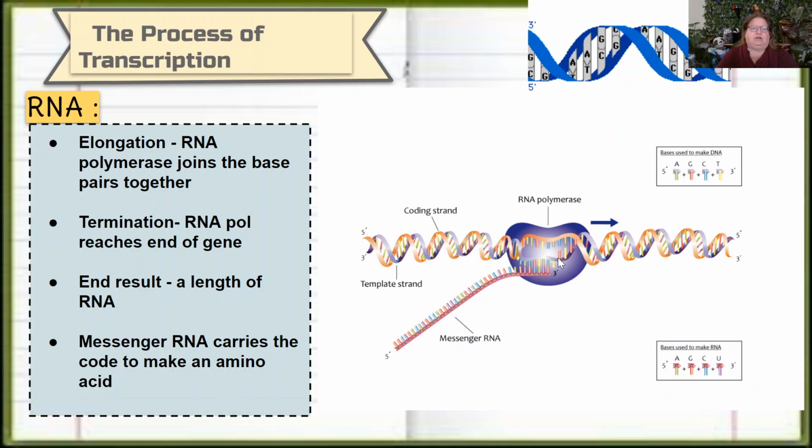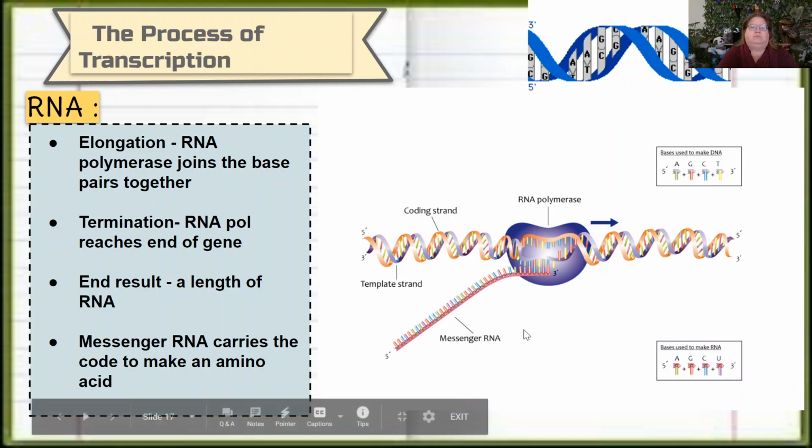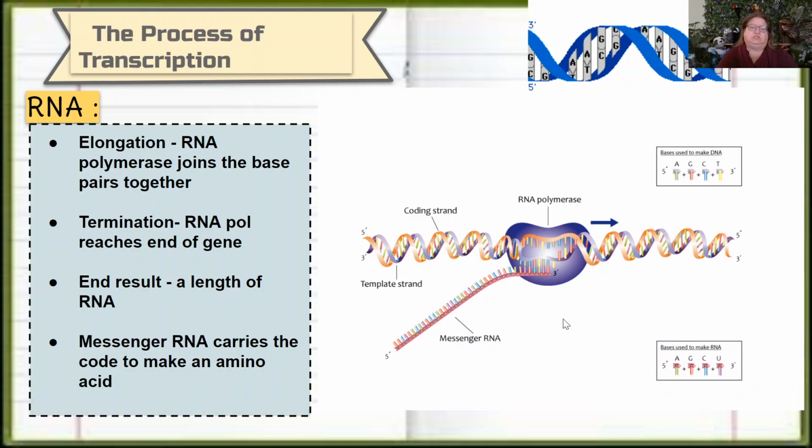Now, different diagrams show different strands being used. This one's showing the bottom one. Sometimes we see the top one being used, but it depends upon which side is the template. But the end result is we're going to have a long strand of messenger RNA. Now, we can make other types of RNA in addition to messenger RNA. But the messenger RNA is what contains the code to make that amino acid sequence.